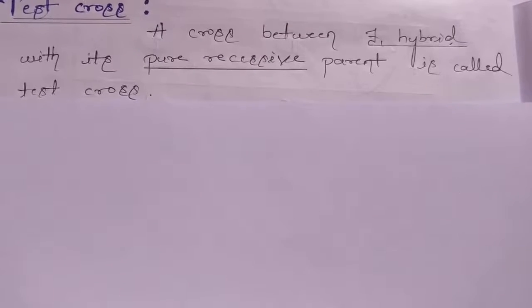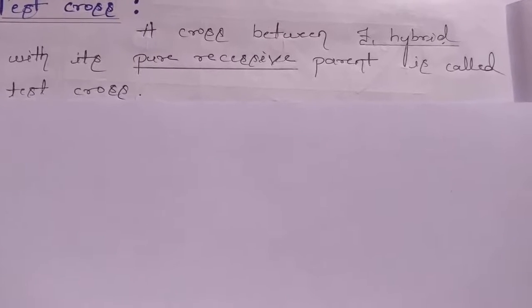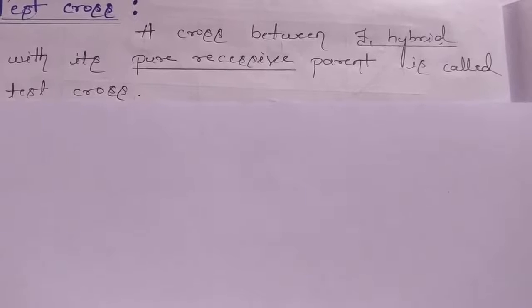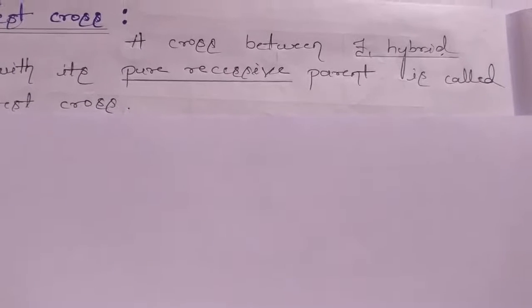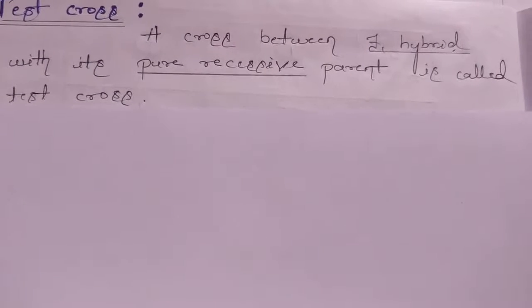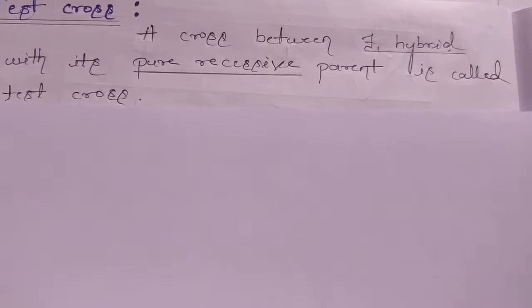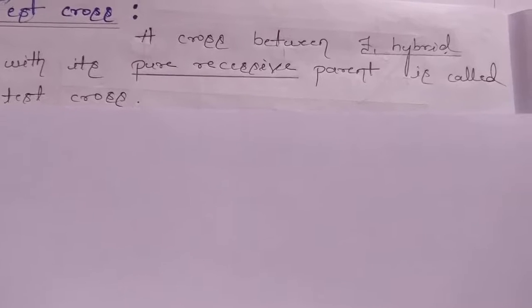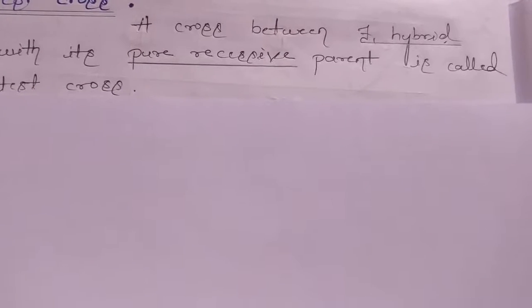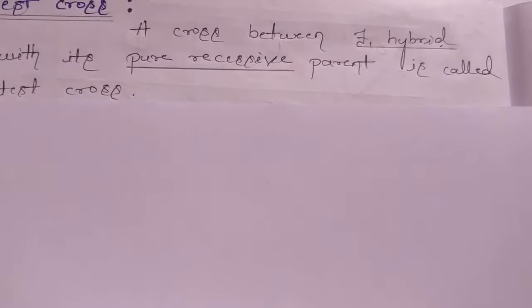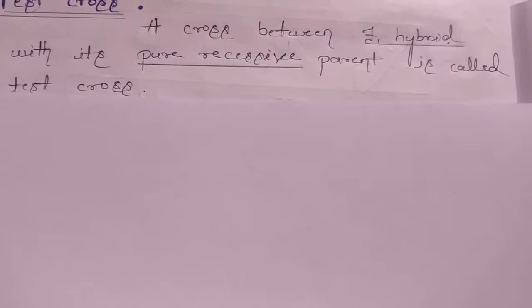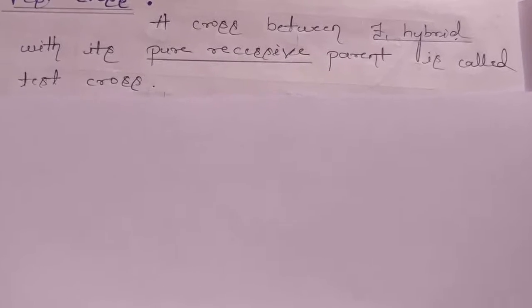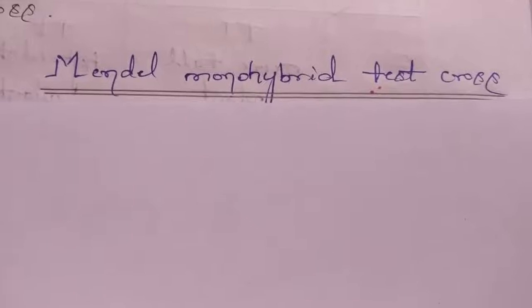That means a mixture of the dominant and the recessive characters. Whereas the pure recessive parent has both small t, so phenotypically it is seen as a dwarf plant. In the test cross, we cross the F1 hybrid with its pure recessive parent. It's called a test cross. Next we'll see how Mendel experimented to prove this test cross, and what genotypes are present. Here is the Mendel monohybrid test cross.